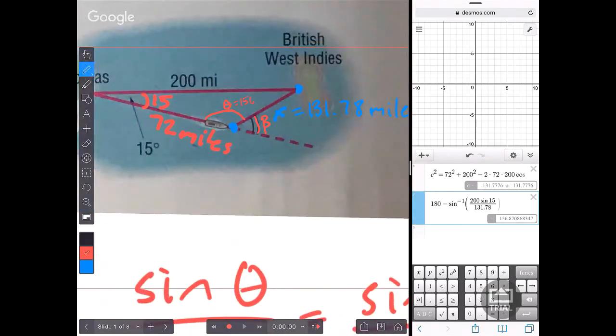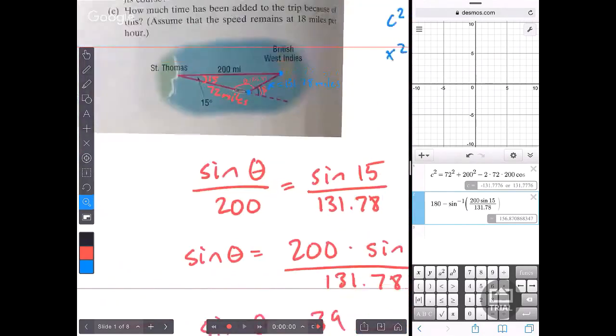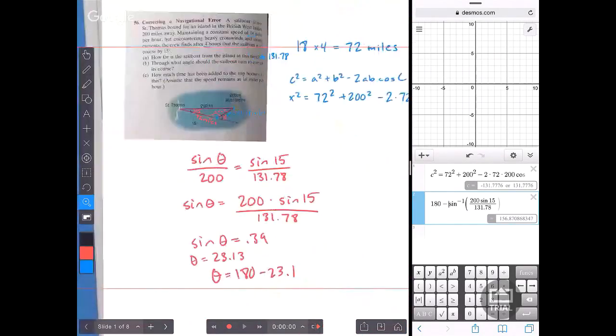It's 156.87. Now the angle that I need to turn by is this angle. That's the turn that the boat needs to make to the left. That's this angle over here. In order to get that, I'm going to do 180 minus 156.87. Now to get beta, it's 180 minus 156.87, which equals 23.1 degrees.